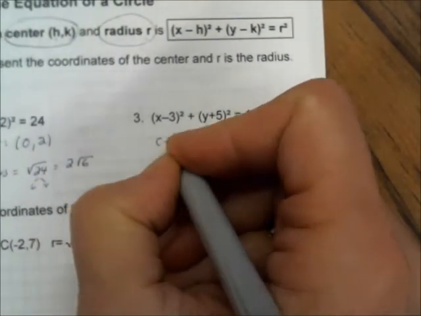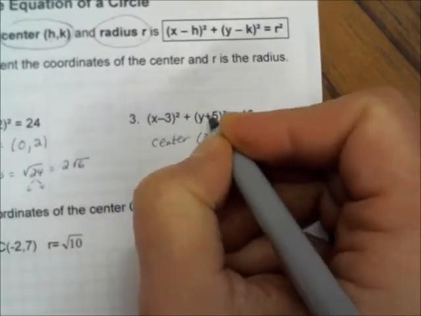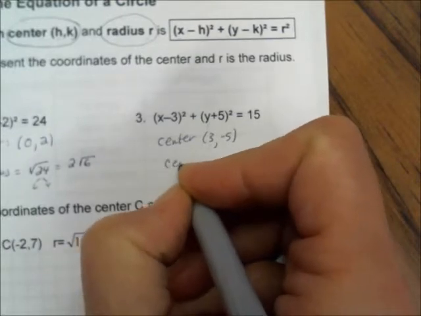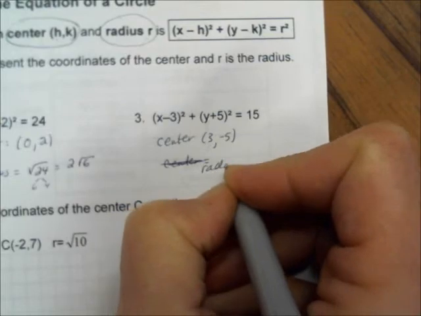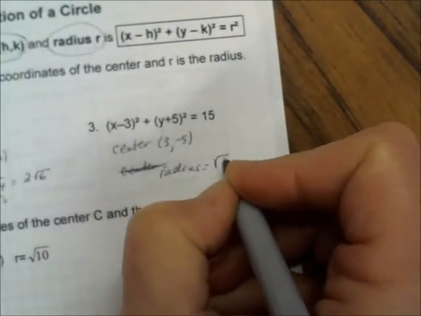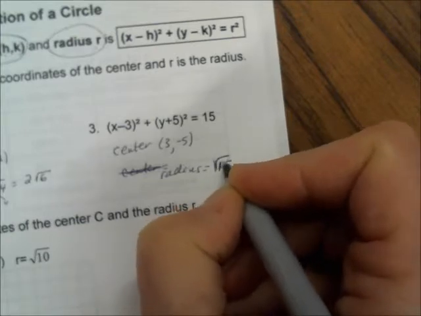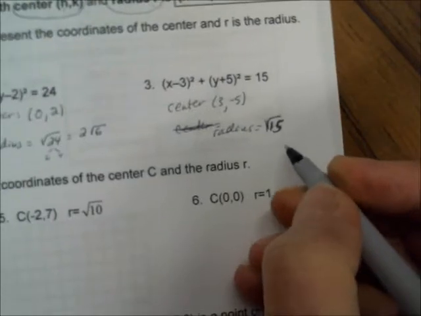This next one, the center is the opposite of negative 3, which is 3, and the opposite of positive 5, which is negative 5. The radius is the square root of 15, which can't be broken down. So the square root of 15, it's almost 4. It's probably 3.8 or something like that.